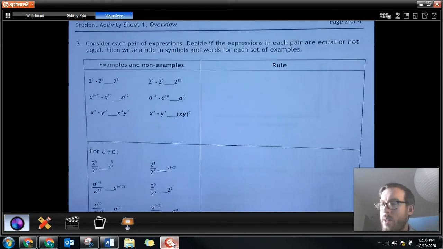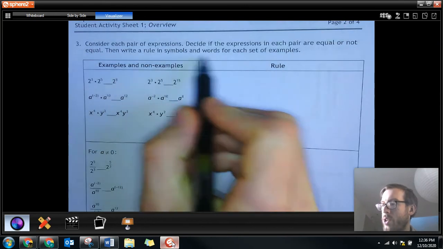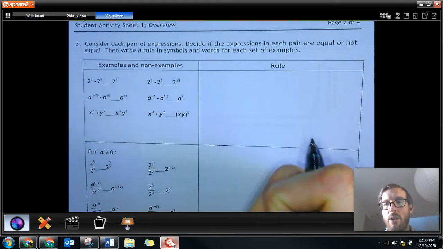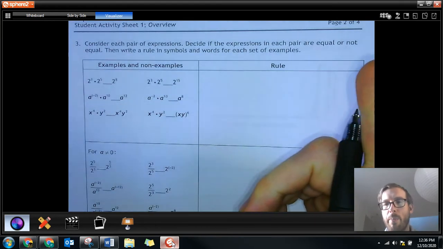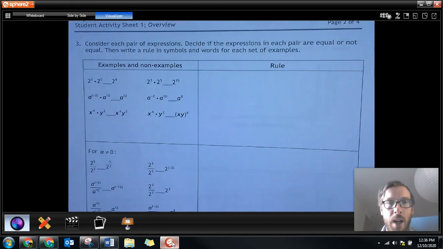This question states that we're to consider each pair of expressions, decide if the expressions in each pair are equal or not, and then write a rule in symbols and words. I'm going to adjust these directions slightly. So you're just going to decide if we're using the product rule, the quotient rule, the power rule, one of those rules that we went over today in class.